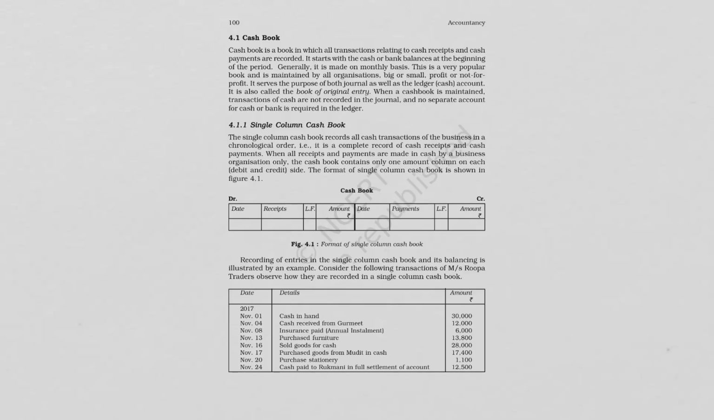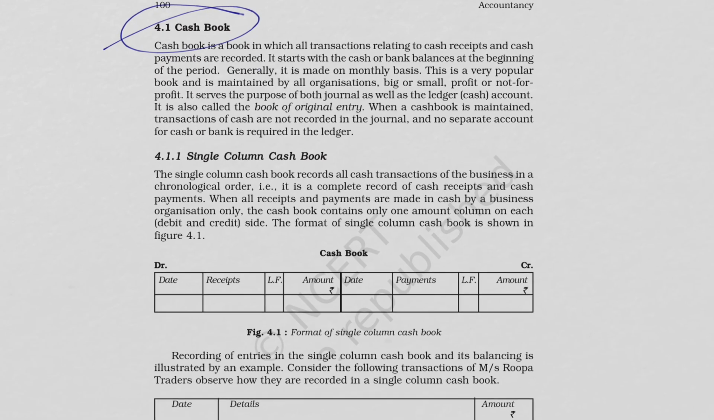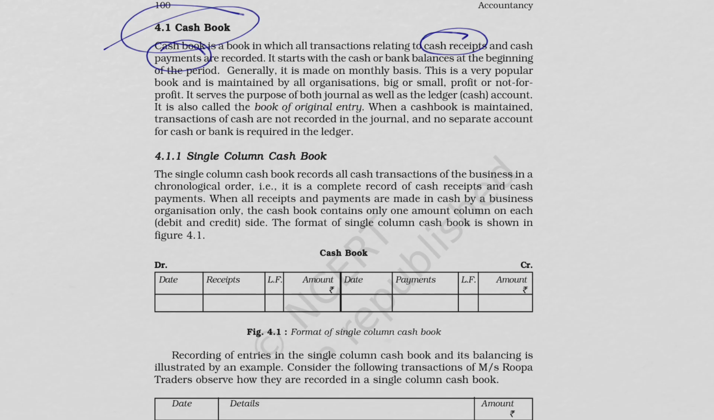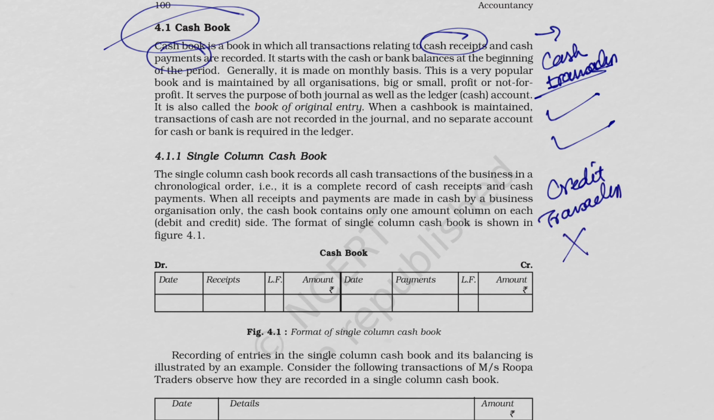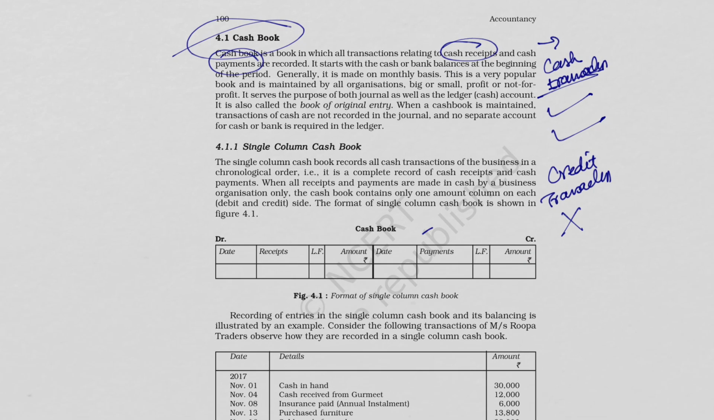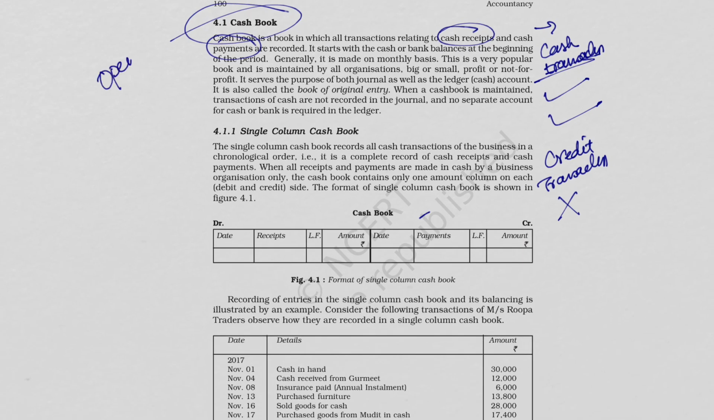The cash book is a book in which all the transactions relating to cash receipts as well as cash payments are recorded. It is very important that it records only cash transactions. If cash is received, it is recorded. If cash is paid, it is recorded. If it is a credit transaction, then it will not come here. The cash book starts with the opening balance of cash or bank. Generally it is prepared monthly.